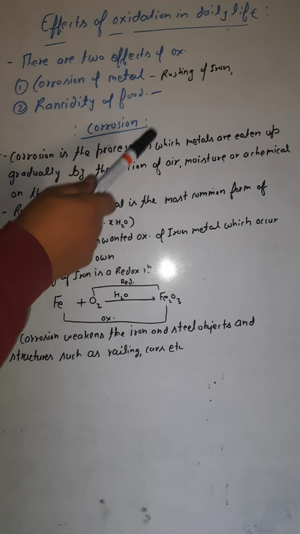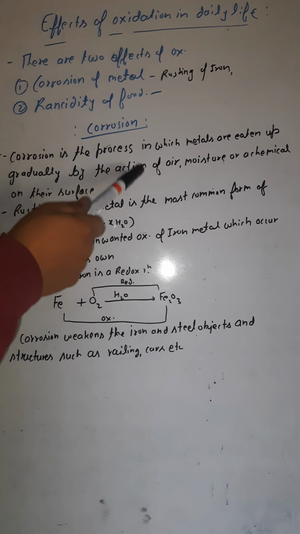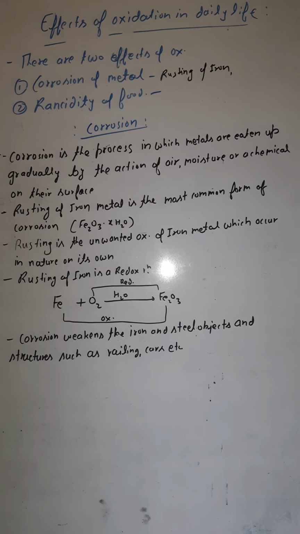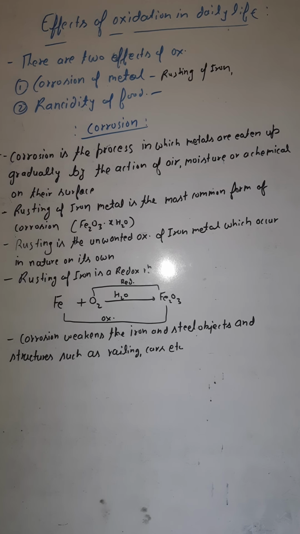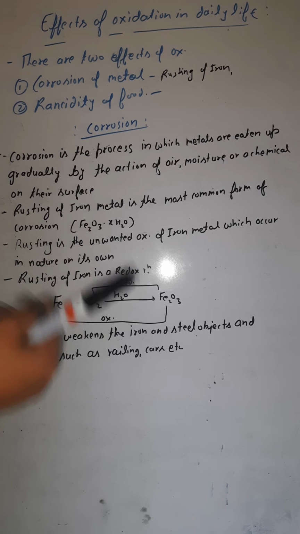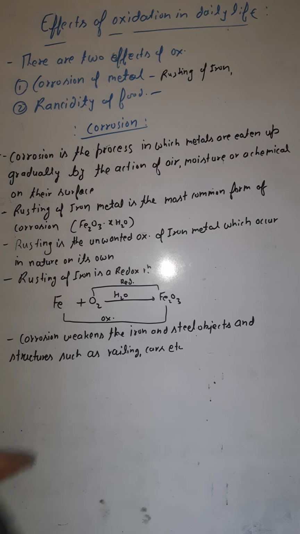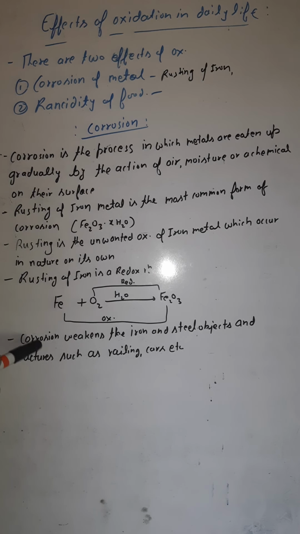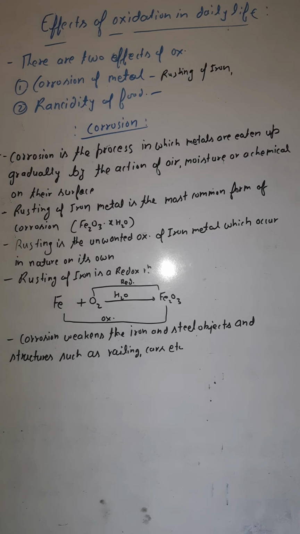Corrosion is the process in which metals are eaten up gradually by the action of air, moisture, or a chemical on the surface of the metal. If they are slowly eaten up by the action of air, that is called corrosion. And corrosion weakens iron and steel objects and structures such as railings and cars. These structures are weakened and their life becomes shorter. This is due to corrosion. Not only iron, but steel objects are also affected by corrosion.